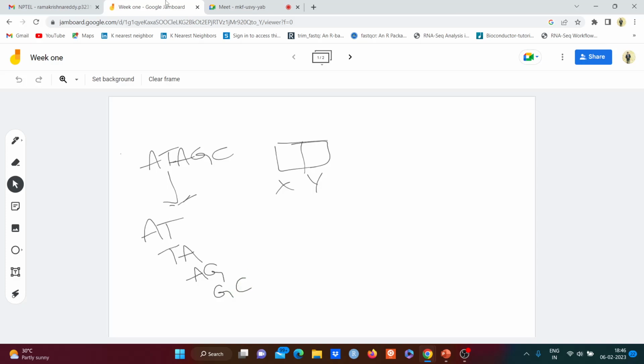So when we take a sequence of length 5, how many dinucleotides did we get? 4. That means in case of dinucleotides, the number of dinucleotides will be n minus 1, where n is the length of the sequence. Okay, now let us solve the problem.